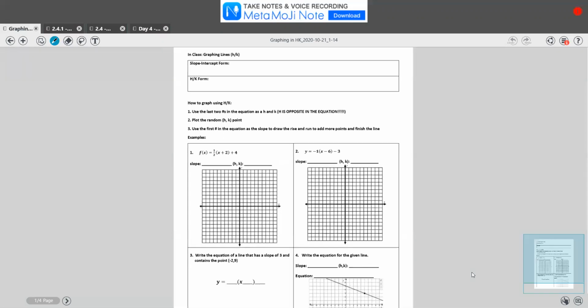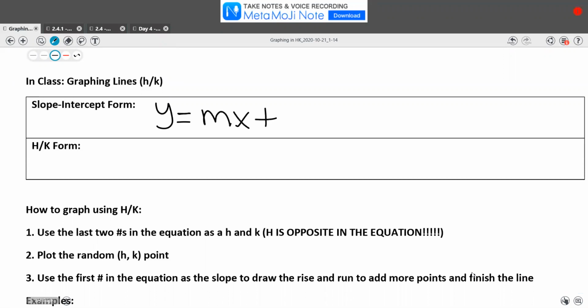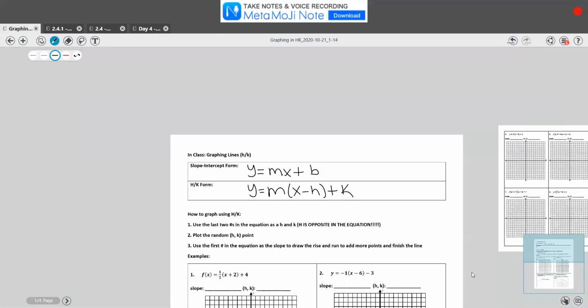okay? So, so far we have gone over linear functions, and if you remember, we went over the slope-intercept form, which is y equals mx plus b, right? Today, we're going to go over the HK form, which looks like y equals m(x minus h) plus k.